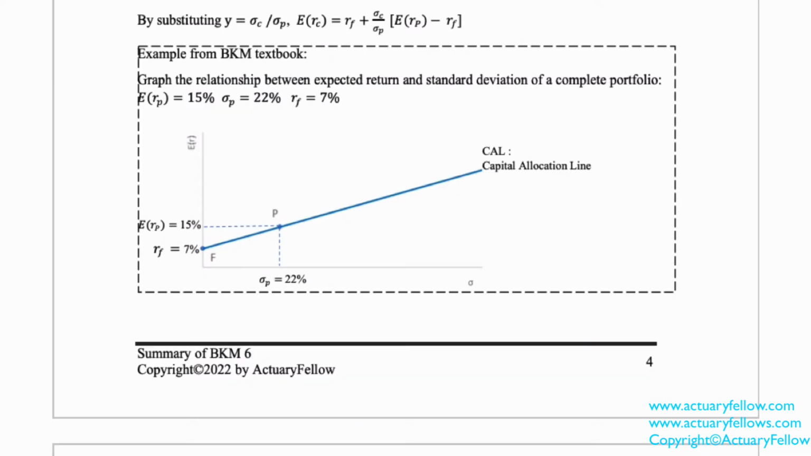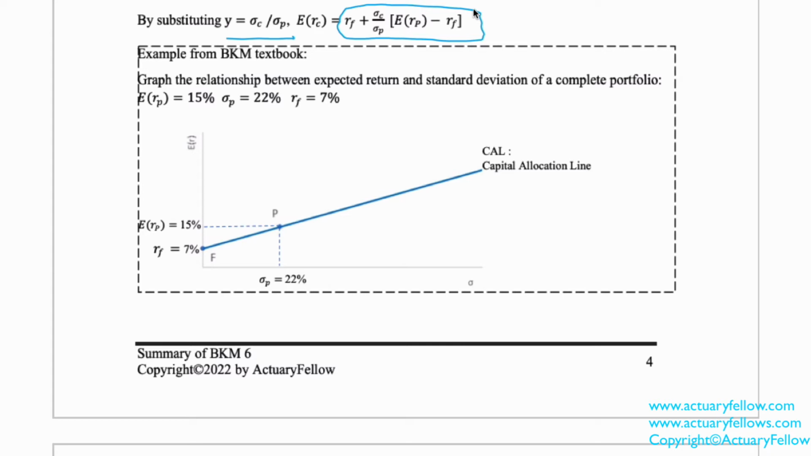We can express Y as sigma C over sigma P, replacing Y with sigma C divided by sigma P in the expected return equation. We'll have more discussion on this equation later on after we go over the graph on CAL. Let's work on an example.